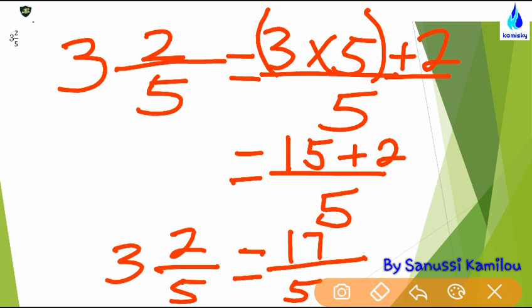So 3 whole number 2 over 5 is giving us 17 over 5. If you are getting answers like this, you should be happy because we have learned that in improper fractions, the numerators are bigger than the denominators. That is the end of today's lesson. You have done very well for arriving at this level.